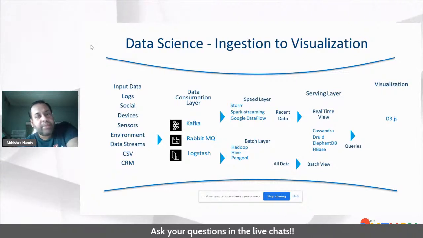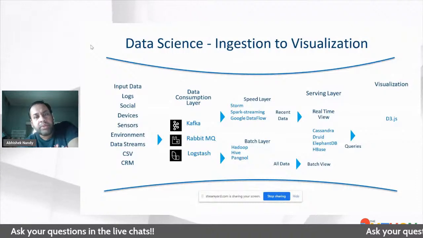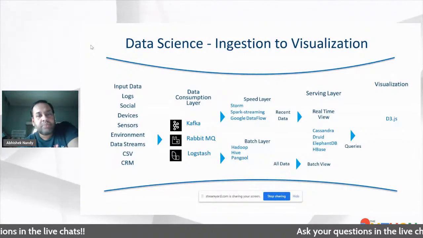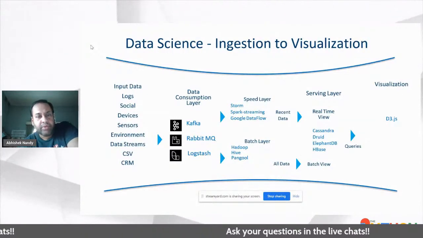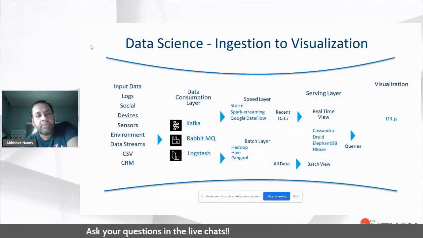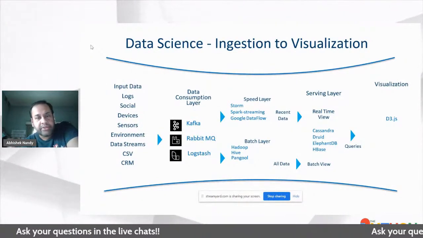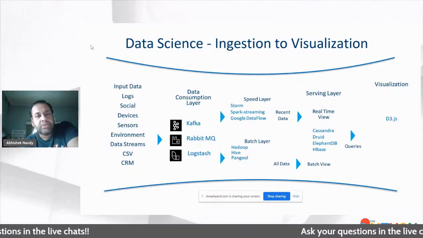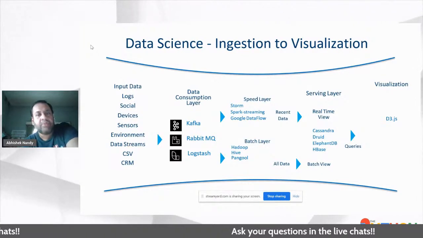So some of them might be different kinds of data that need to be worked upon. So we have something called Spark Streaming, Google Data Flow, or Storm to use. But you have big data, so petabytes or terabytes of data that need to be nurtured. We use Hadoop, Hive, or Pangool to do it.